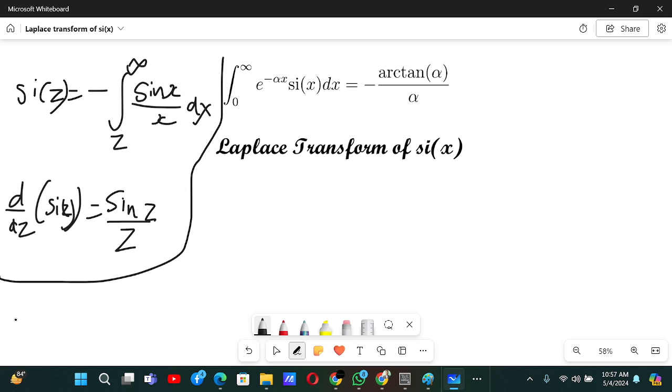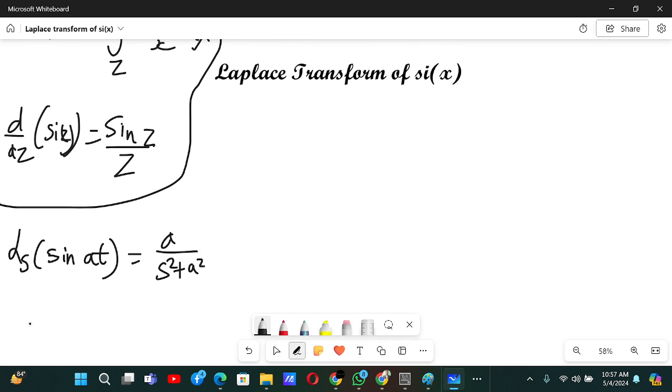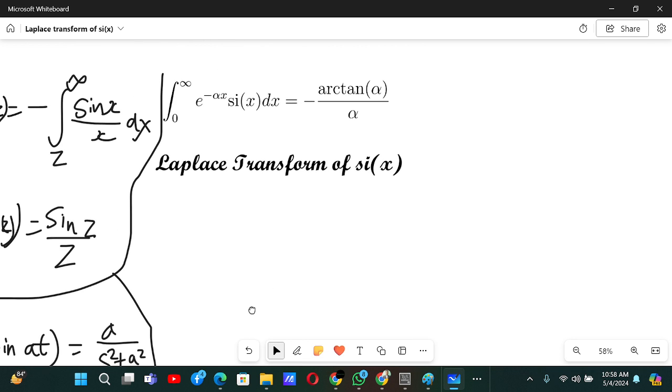Also please know that the Laplace transform of sine at is just a by s square plus a square. And Laplace transform is basically just the integral from 0 to infinity of e to the power minus st times f of t dt. Please keep these things in mind before we solve the problem. Now we are good to go.